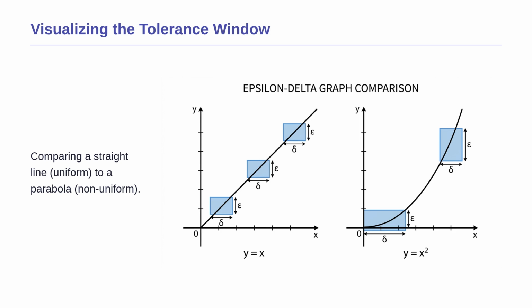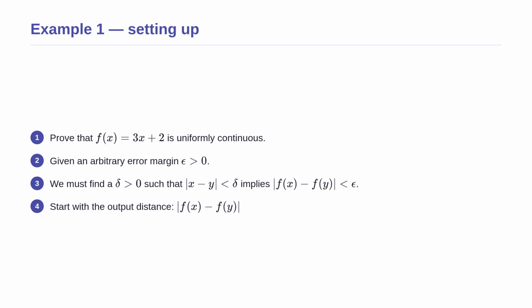On the right, we see a parabola. A box that works perfectly at the flat bottom fails completely at the top because the steep curve shoots out of the box before reaching the side boundaries. To fix this, you would need to shrink delta as you move right, which proves the parabola is not uniformly continuous. Before we move on to more complex functions, let us see this with a concrete example.